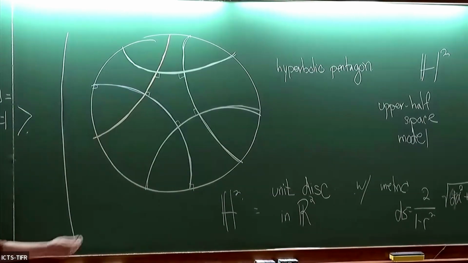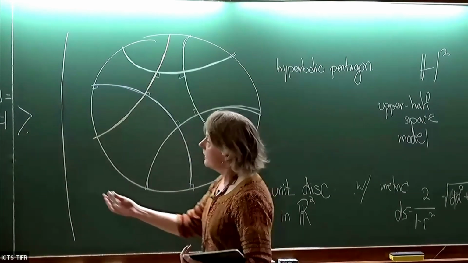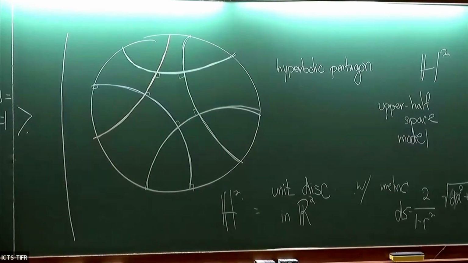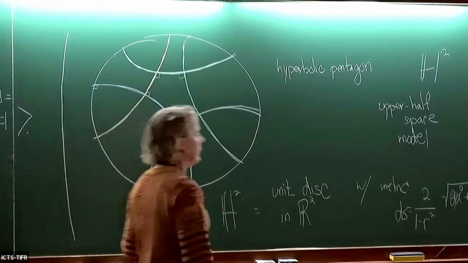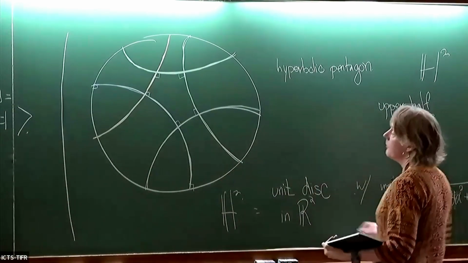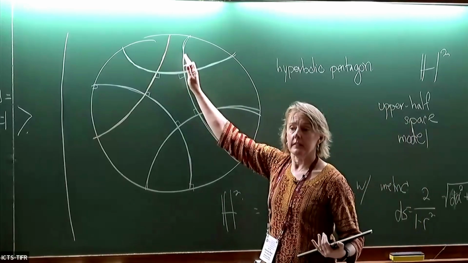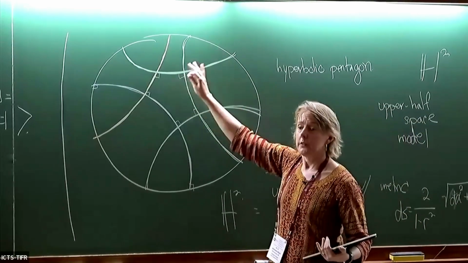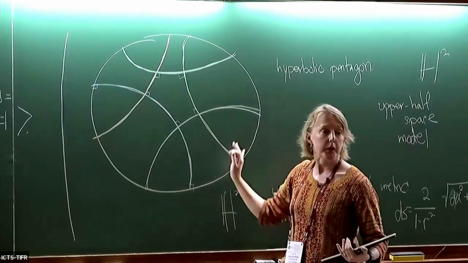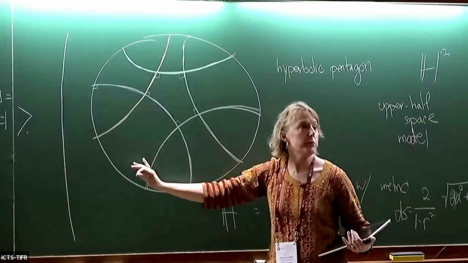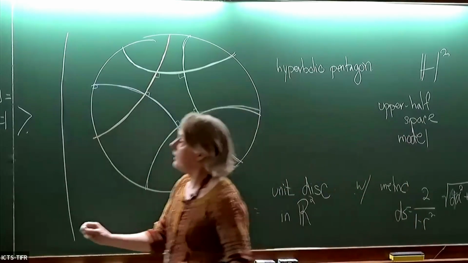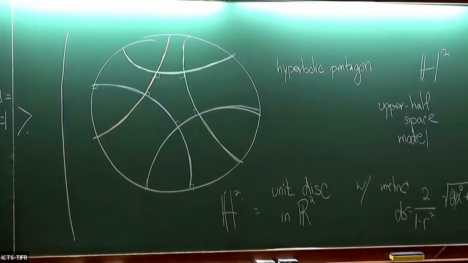I can take this group, G of gamma, this particular one, which acts geometrically on H2 by reflecting in the sides of these and then composing these reflections. So I'll get a whole tiling of H2 by hyperbolic pentagons, which you might have seen before. So G of gamma acts geometrically on H2.